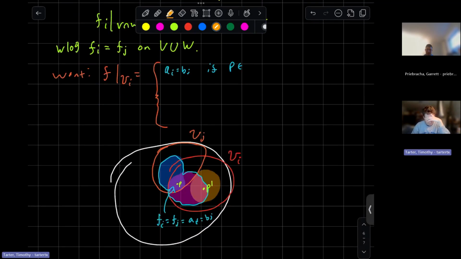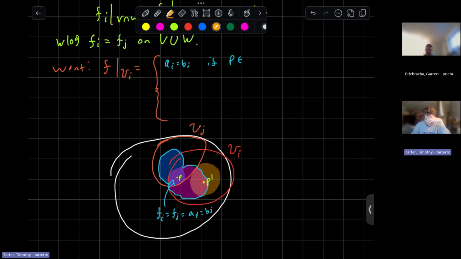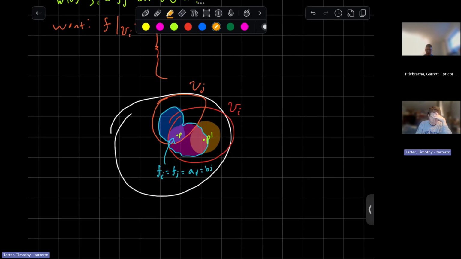Right? And this is all still within UI. This overlap is in the same overlap, right, as an open neighborhood containing P. And so we know that the function evaluated here is also going to be AI. And so then it glues over here to be AI everywhere.